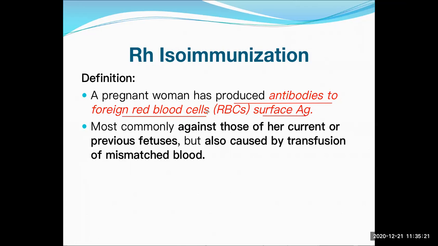So I'm sure everybody knows that. Most commonly, it is against those of our current or previous fetuses, but it can also be caused by transfusion of mismatched blood, and that is quite rare. This is very rare. We will never give mismatched blood knowingly. But sometimes it may happen unknowingly. If we do not do cross-matching properly, then this can happen even by mismatched blood.